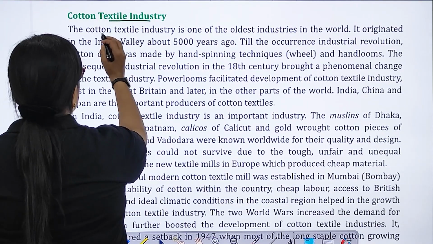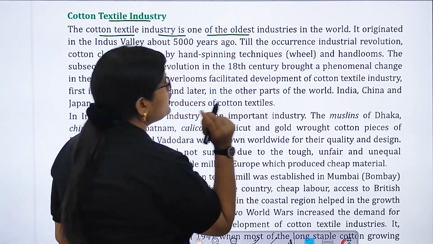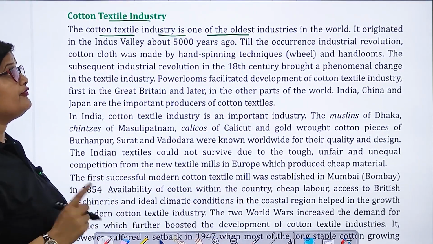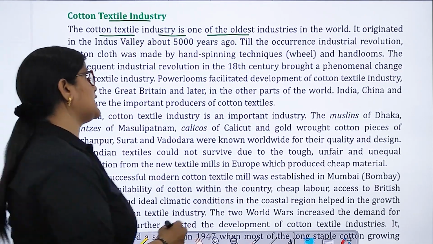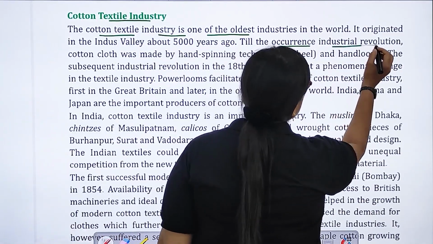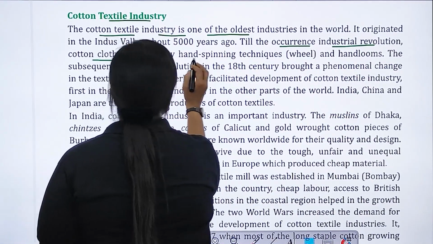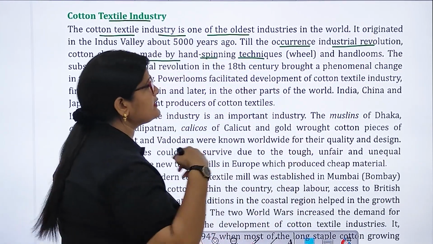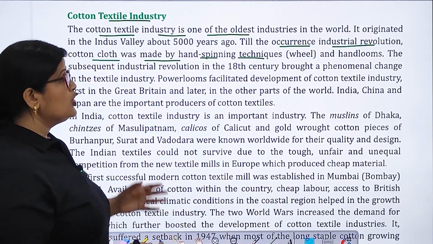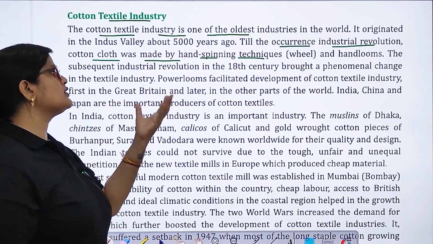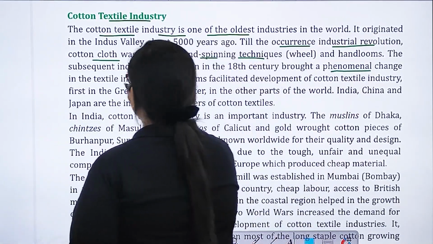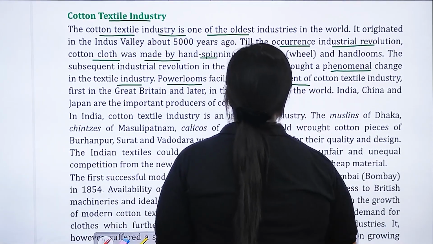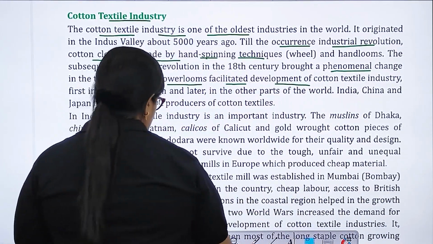Cotton textile industry. The cotton textile industry is one of the oldest industries in the world. It originated in the Indus Valley about 5,000 years ago. Till the industrial revolution, cotton cloth was made by hand spinning techniques, that is, the spinning wheel and handloom. The subsequent industrial revolution in the 18th century brought a phenomenal change in the textile industry. Power looms facilitated the development of cotton textile industries.